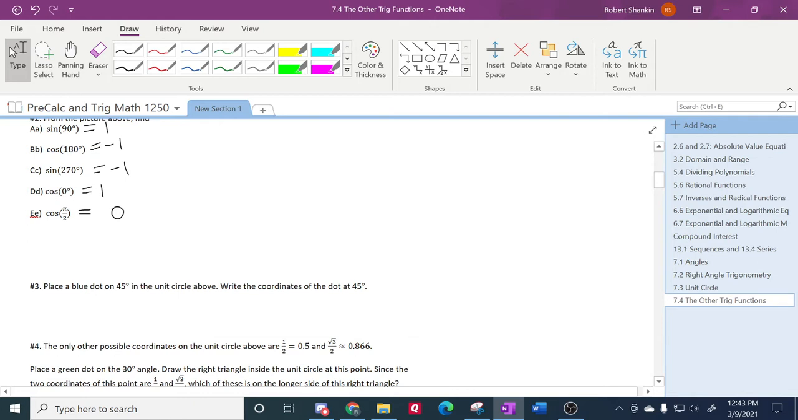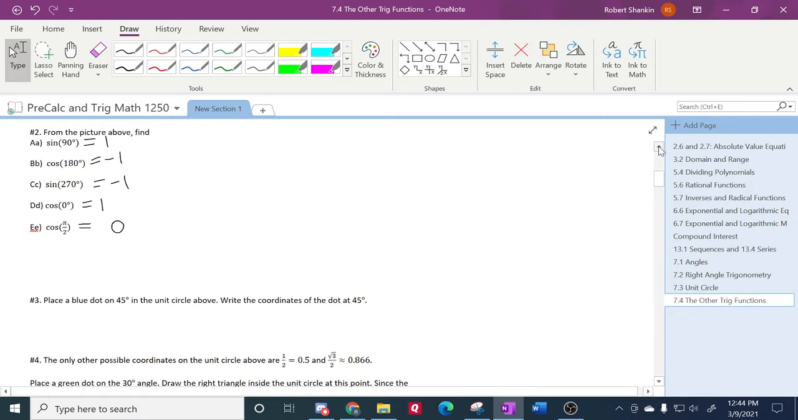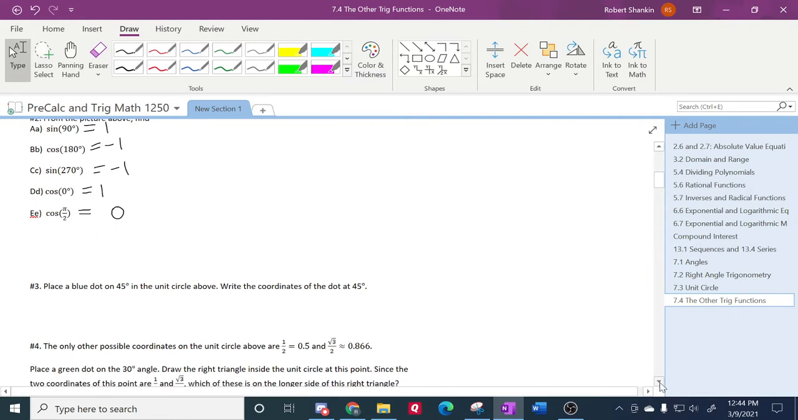We're going to place a green dot on the 30-degree angle at the unit circle, and then draw the triangle inside the unit circle at that point. So see if you can do that. Green dot.